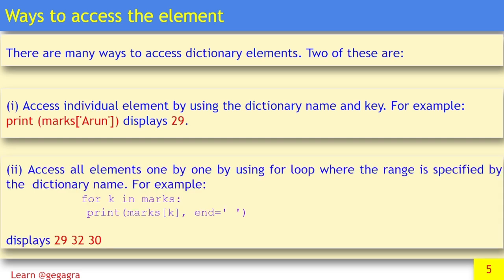Second method is to access all elements one by one using a for loop where the range is specified as the dictionary name. For example, for k in marks, so k is a variable and marks is the dictionary, so the range is specified as the dictionary name itself. So here there are three elements. For k in marks, k will take keys one by one and then print the values, like print marks k will print 29, then next time it will print 32, and next time it prints 30.